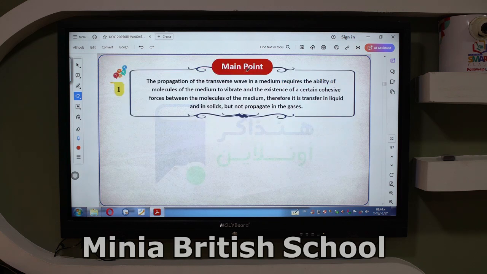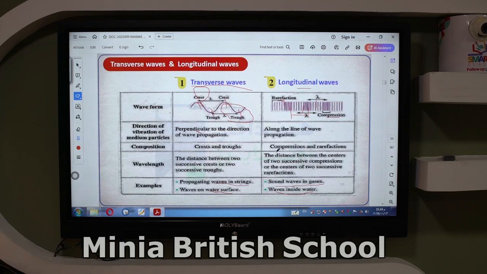Main point: propagation of the transverse wave in a medium requires the ability of molecules of the medium to vibrate and the existence of certain cohesive forces between the molecules of the medium. Therefore, it transfers in liquid and solid, but does not propagate in gases. So here we can say that sound wave in gases, like the sound.